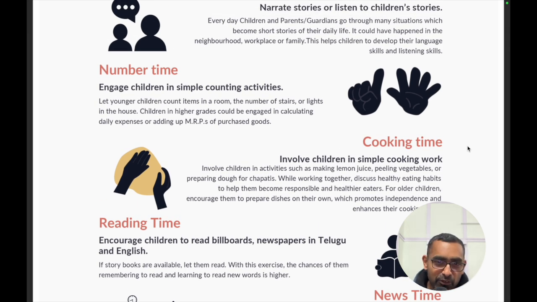Cooking time. Involve children in simple cooking work. It's very important. Cooking is a wonderful skill which everyone should know. Right from an early age, if they can learn, they will find it easier later to be independent. It's a survival skill which everyone should know.